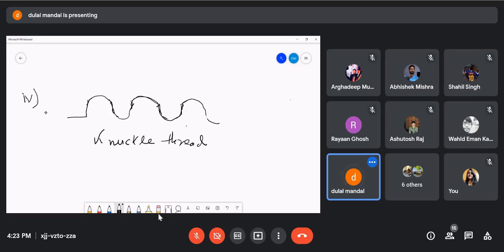Sir, what was the name of number 5? Buttress. Now I'll write it down. Buttress thread. Okay, sir. Once you have started, I'll show you the pattern also. Buttress thread.